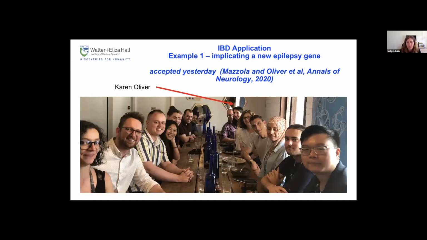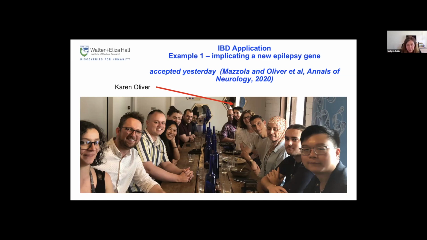I now wanted to go into the first application just to show you the power of what seems like really old-fashioned approaches. So this paper was accepted yesterday by chance. This is work by Karen Oliver, who started a PhD this year in my group, but also did a Master's of Bioinformatics with me many years ago.